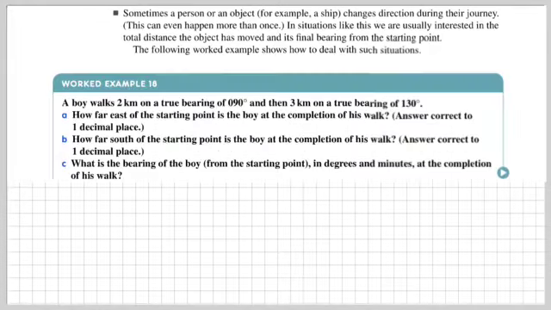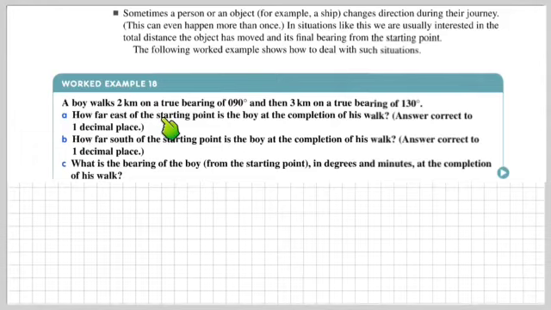In situations like this, we are usually interested in the total distance the object has moved and its final bearing from its starting point. Okay, two-stage ones, in other words, guys. The following worked example shows how to deal with this situation. You just draw diagrams and keep your head and make sure you just stay cool, step by step, inch by inch, everything's a cinch, alright?